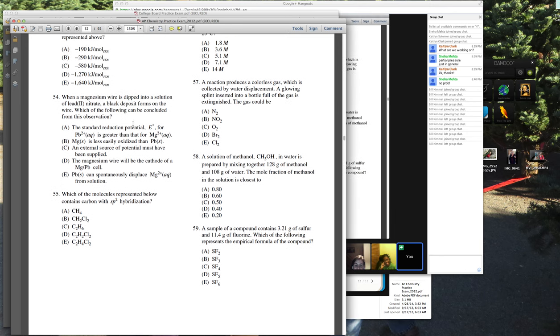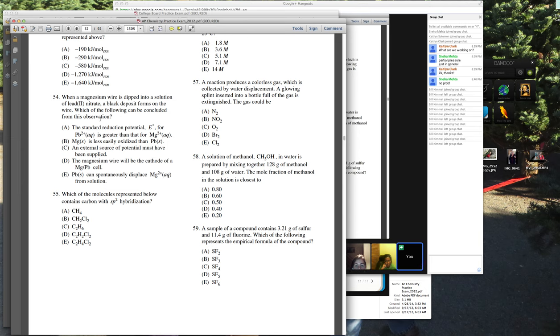Okay. When a magnesium wire is dipped into a solution of lead nitrate, a black deposit forms on the wire. Which of the following can be concluded from this observation? So, if you get black, it's usually either lead or sulfur. And so that means lead is, and it's not like you're having to force electrolysis through this. So the standard reduction potential E0 for lead aqueous is greater than that for magnesium. So if lead is being reduced, it is gaining electrons and it is forming a solid.